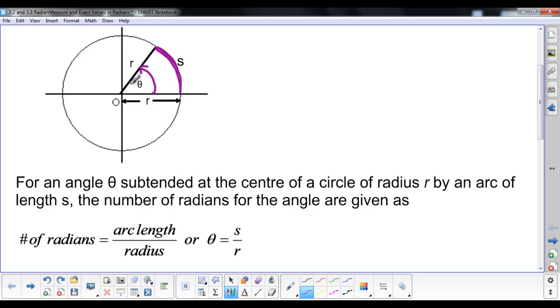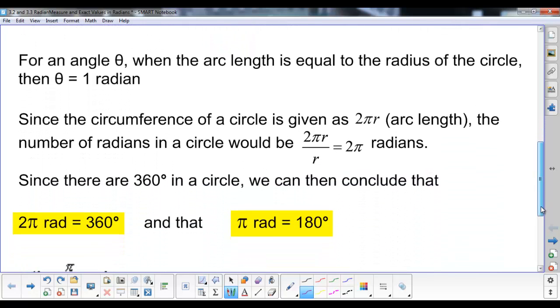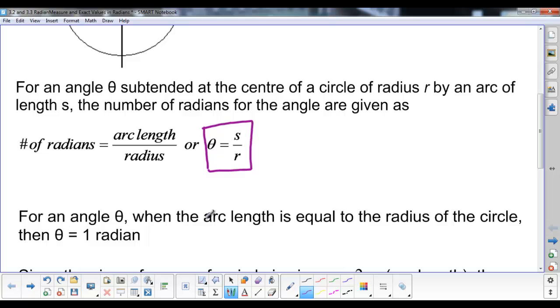Now to calculate the value of theta, the angle, if we know s and we know r, so if we know the arc length and the radius, we can just use this formula down here to calculate theta. So theta is just the arc length divided by the radius. Now, if we happen to have our arc length and the radius equal to each other, then theta is equal to 1 radian.